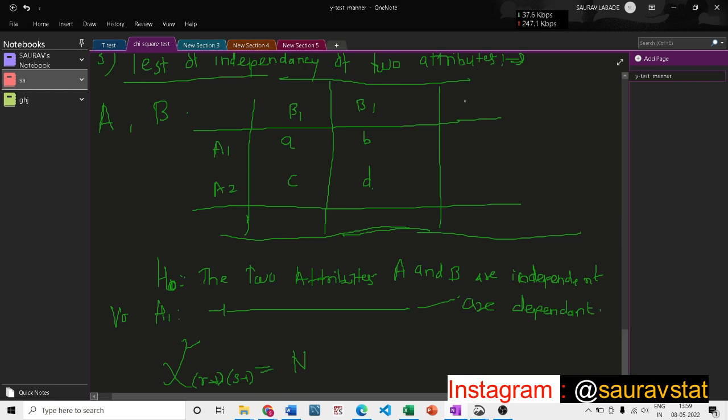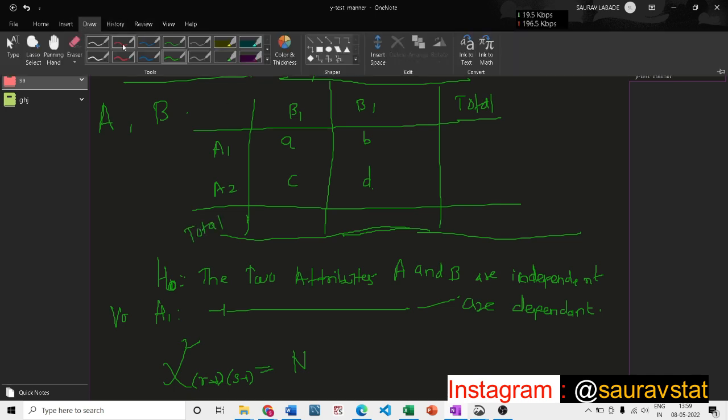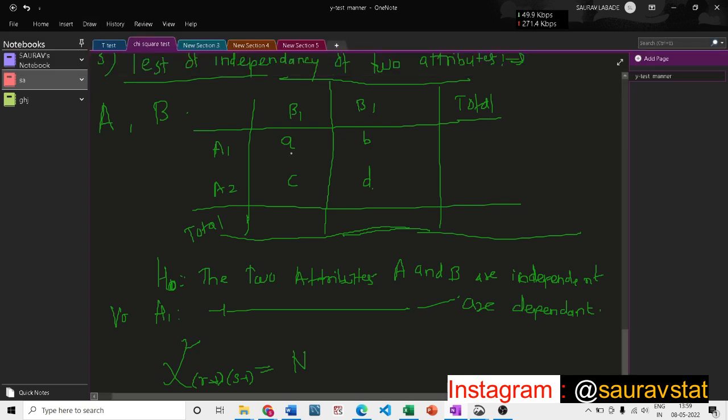Here it is the total. I am finding the total. So what will this value be? It is just the total of these two numbers, so it is A plus B. This will be C plus D. This will be A plus C. This is B plus D. And this will be my total of all these, that means it is equal to capital N. So I will use this table to find the test statistic.